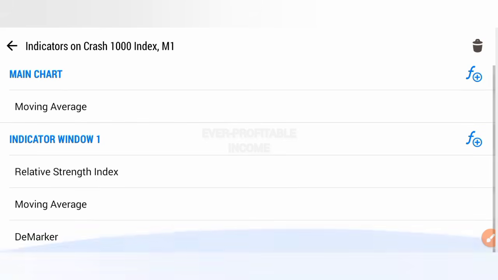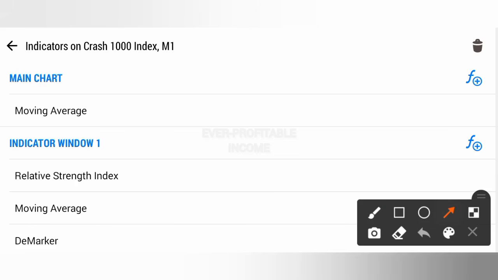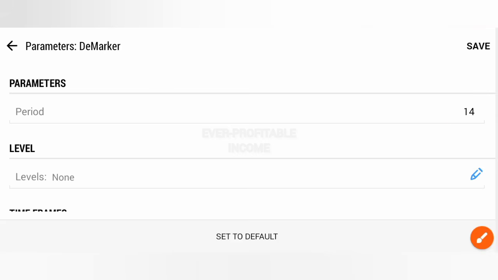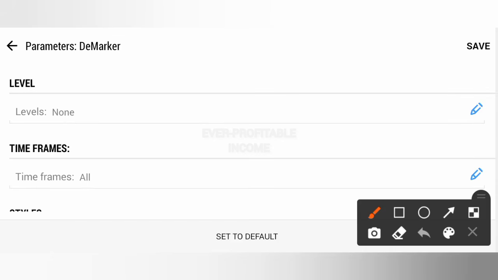Now the last indicator which we'll be adding to our indicator window 1 is your DeMarker. Now here is your DeMarker. Can you see that? So let's check out the settings. We have period 40. Now on the levels, the default setting of the DeMarker has levels over here. It has 0.3 and 0.7. But I don't want those levels. I don't want to use those levels.